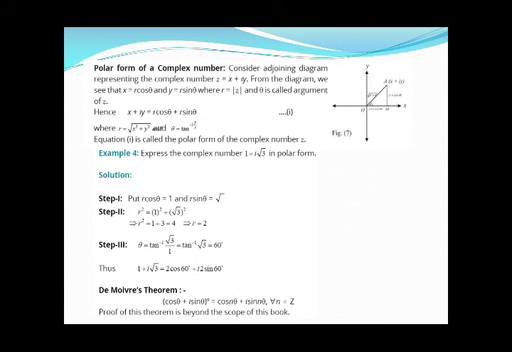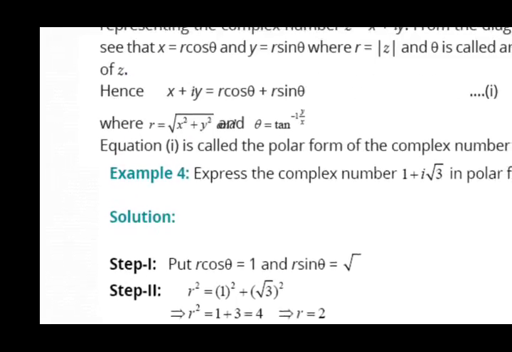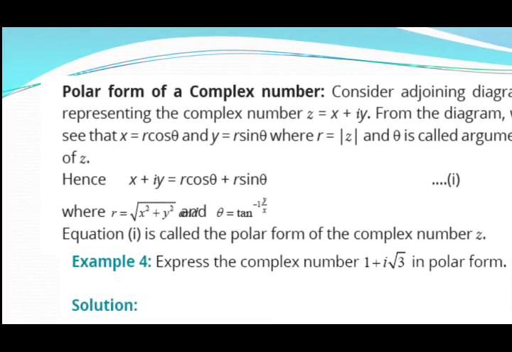Next is the last but very important topic, the polar form of a complex number. If we have a complex number z equal to x plus iota y, it is called the Cartesian form or rectangular form. In polar form, the coordinates are r and theta. The relationship between polar form and Cartesian form is x is equal to r cos theta and y is equal to r sin theta.